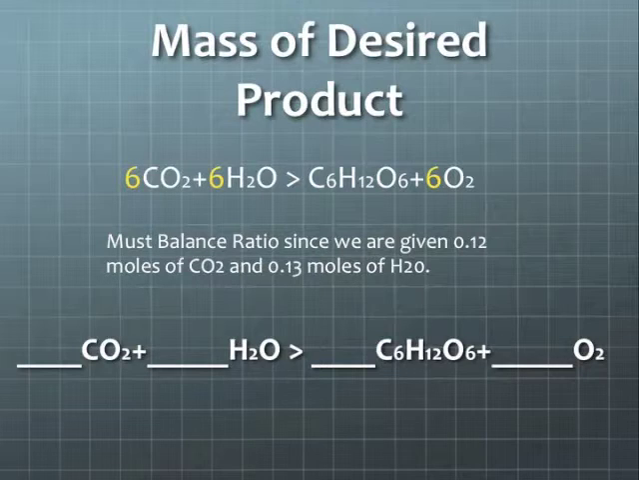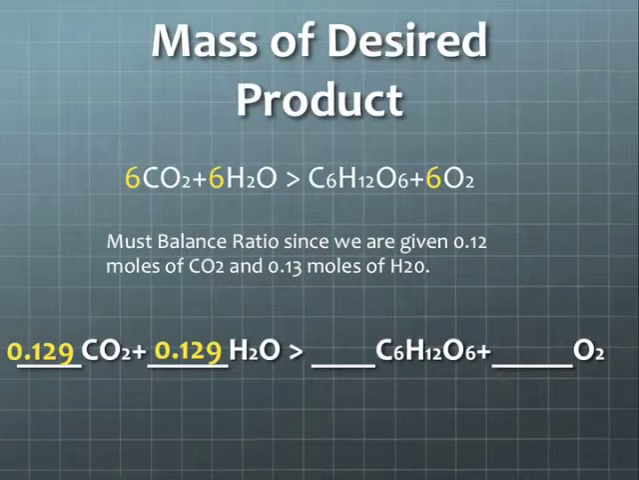So now going on to calculating the mass of the desired product, which is glucose or C6H12O6, we need to balance the ratio of the amount of reactants we were given and the ratio of the products. Since we have a limiting reagent of CO2, we need to shorten down the amount of H2O to make it the same as the amount of CO2 because of the 6:6 ratio. So we take off 0.001 moles of H2O.